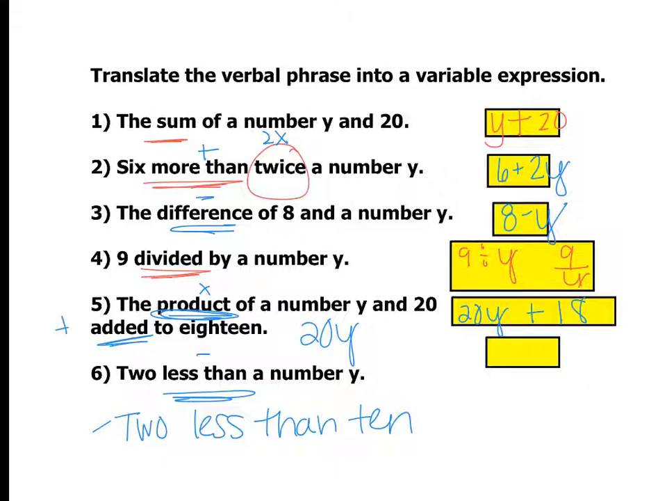But I want you to think, how do you get to that answer 8? Is it 2 minus 10? Or is it 10 minus 2? Well, 2 minus 10 is negative 8. That's not what we're after. 10 minus 2 is 8. So notice that when I want to write 2 less than 10, that's 10 minus 2. It's backwards. The phrase less than, we start at the end and work backwards. So it's going to be y minus 2.